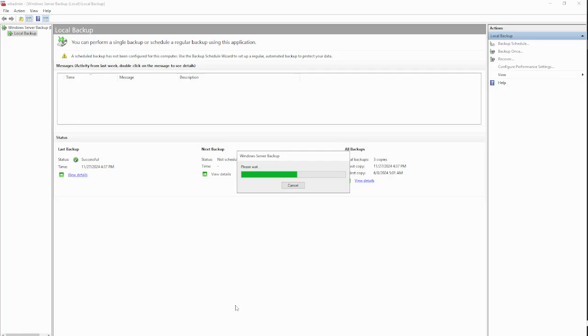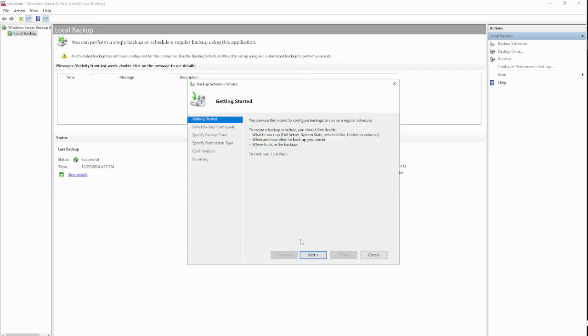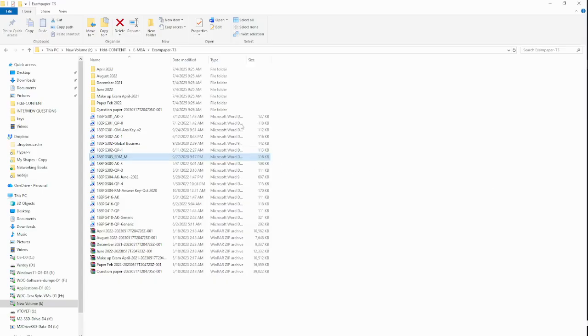Okay, let me show you. This is not Windows this time. This is server backup. I think you have to learn the full backup from A to Z, then I will be able to understand about backup. Okay, let me show you this one here.